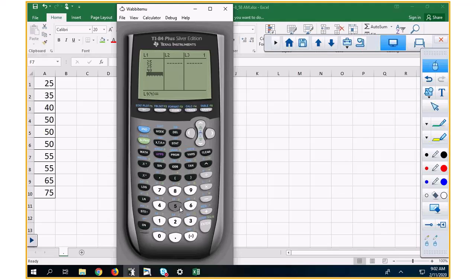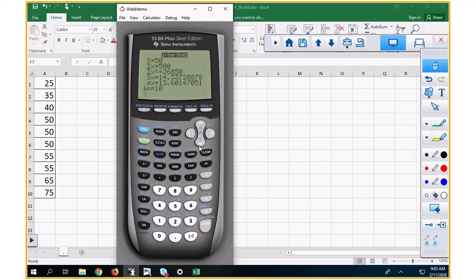40, 50, 50, come on, 50. Have to get that mode in there. Mode is worthless. 55, 65, and 75. And now we hit enter, we hit stat, calculate, first variable statistic, it defaults to L1, you just go down to calculate and write down that information.